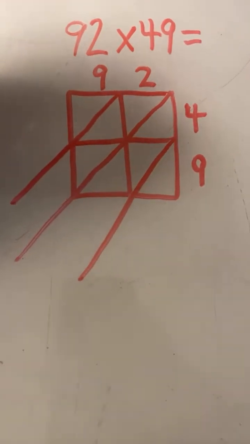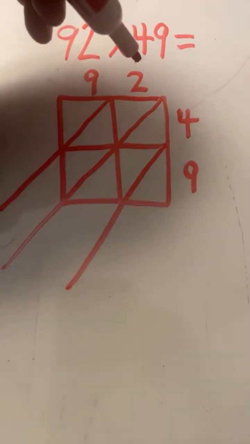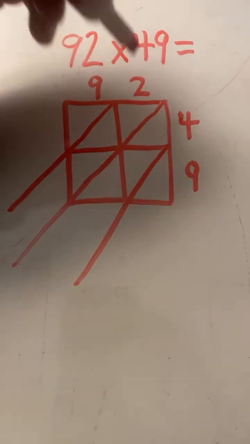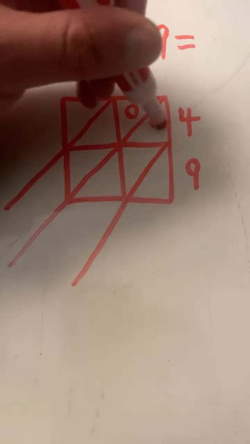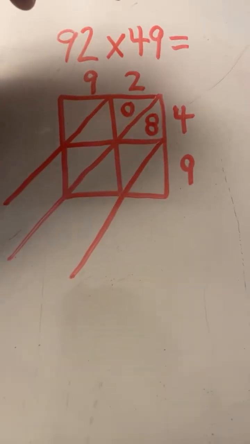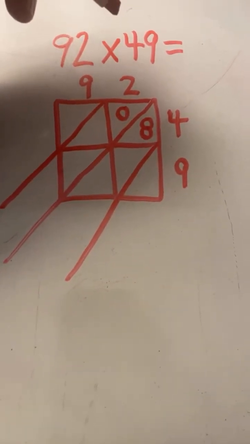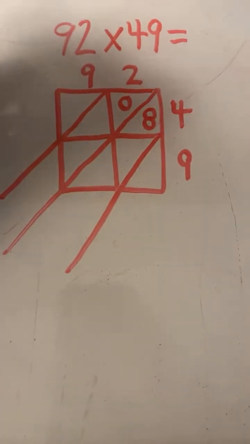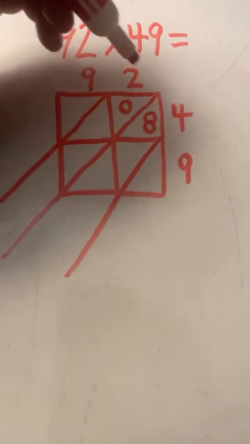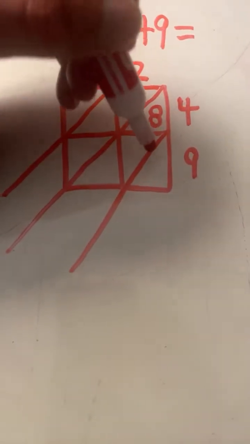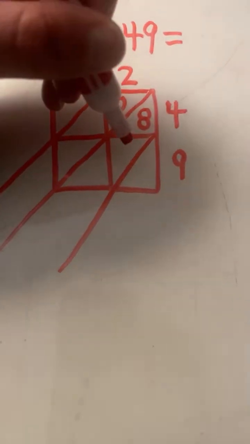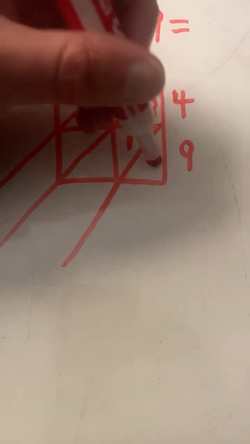Now we can start multiplying. So the answer to 2 times 4 is going to go in this square. 2 times 4 equals 8. So we're going to put a 0 in the first triangle and 8 in the second triangle. Remember, each answer goes in the square, but each digit gets a different triangle. The answer to 2 times 9 goes in this square right here. 2 times 9 equals 18. So we're going to put a 1 in the top triangle and 8 in the bottom triangle.